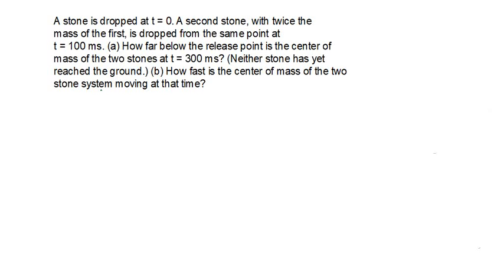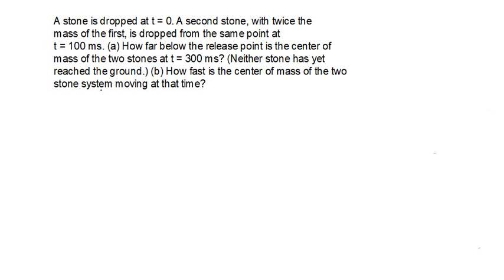The question reads: a stone is dropped at t equal to 0. A second stone with twice the mass of the first is dropped from the same point at t equal to 100 milliseconds. How far below the release point is the center of mass of the two stones at t equal to 300 milliseconds? And part B reads: how fast is the center of mass of the two stone system moving at that time?